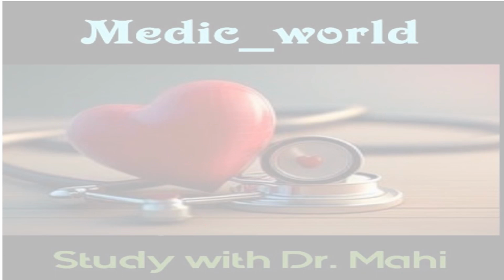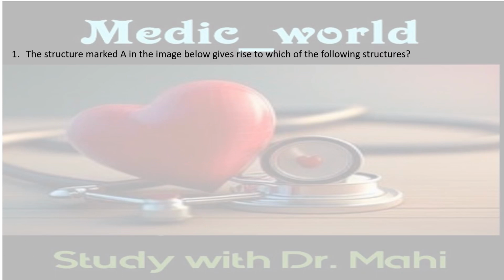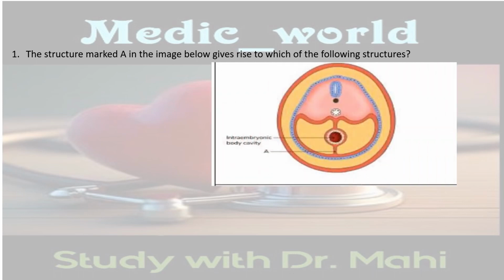So let's start with our first question: the structure marked A in the image below gives rise to which of the following structures? What is the structure marked A? In the given image, the structure marked as A is the ventral mesentery, and we all know that ventral mesentery gives rise to all the ligaments related to the liver.